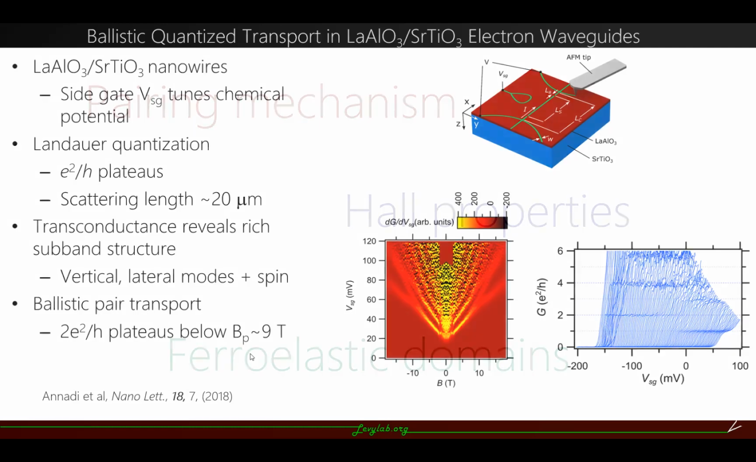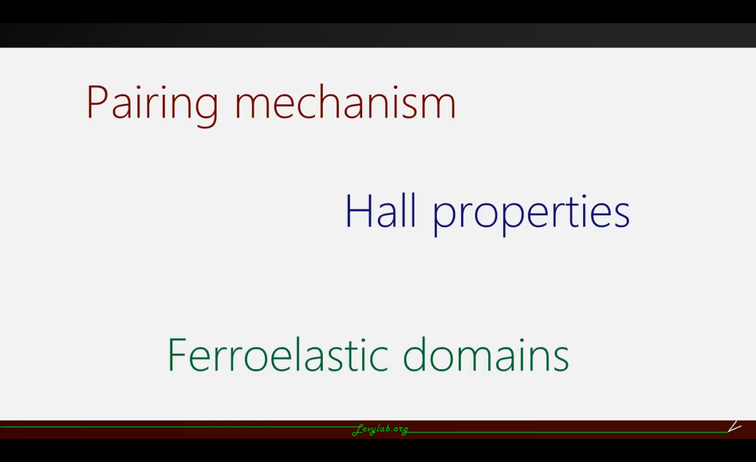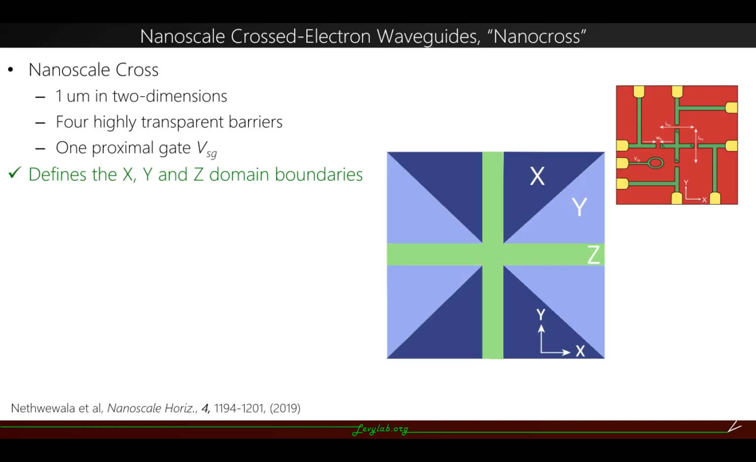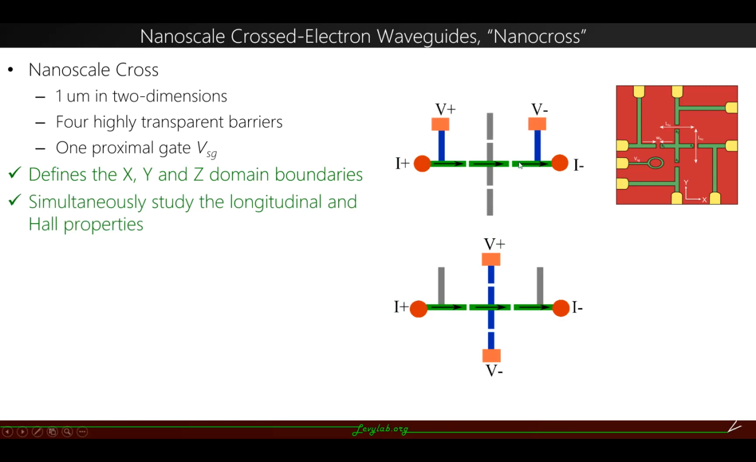So now we wanted to study the electron pairing along with the Hall properties, and we also wanted to have control over the domain properties like I previously mentioned. So whenever we think about the Hall properties, the first thing which would come to our mind is a cross. So here we have a nanoscale cross which is 1 by 1 micrometer in dimension, and surrounded by 4 highly transparent barriers so that we can tune its chemical potential with the help of a side gate. And what is particularly nice about these nanocrosses is that we can define the X, Y, and Z domains at the interface because of the nanocross geometry and the lithography process, and we can simultaneously study the longitudinal properties and the Hall properties.